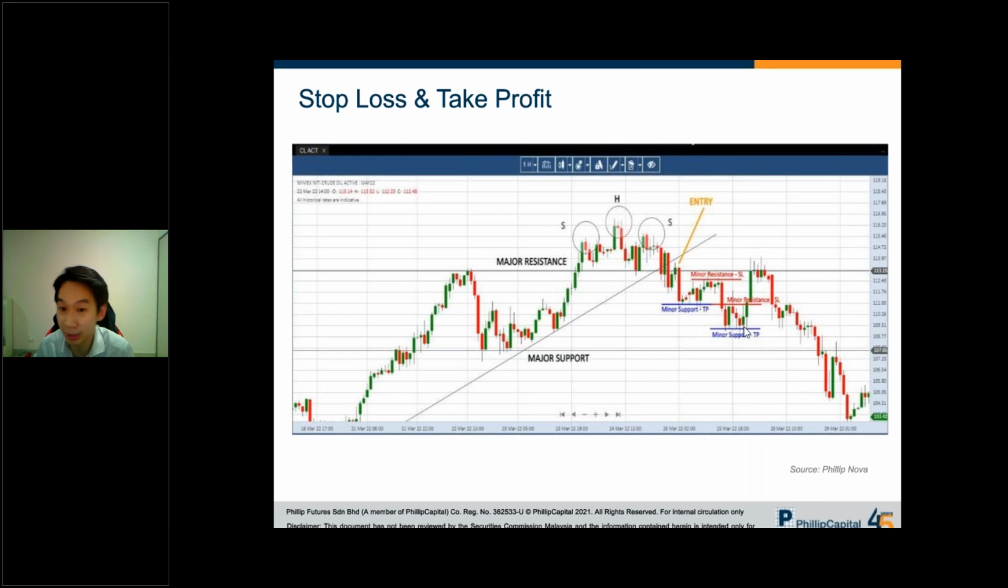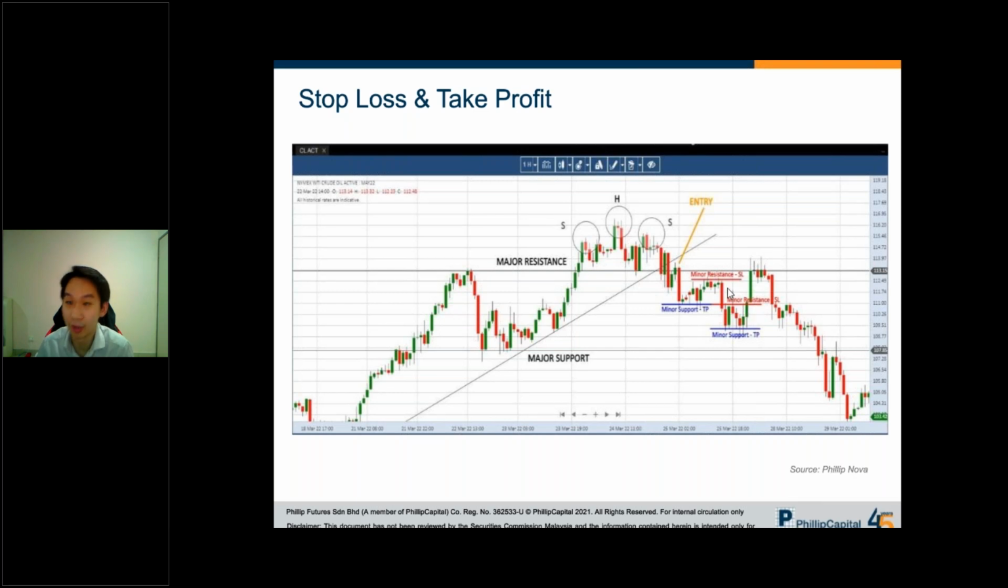You can see at the minor support, there's a double bottom pattern, right? Okay, the second minor support is a double bottom pattern. So then price bounces up to the minor resistance and breaks above the second minor resistance. Second minor resistance bar, that's where your third cut loss point.